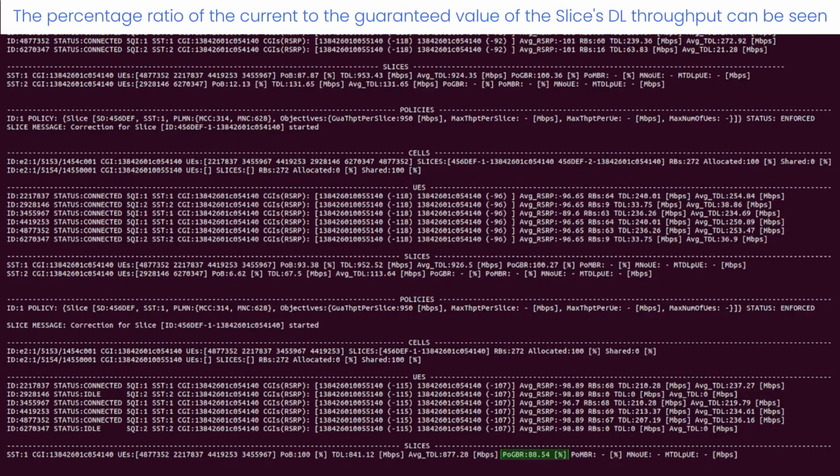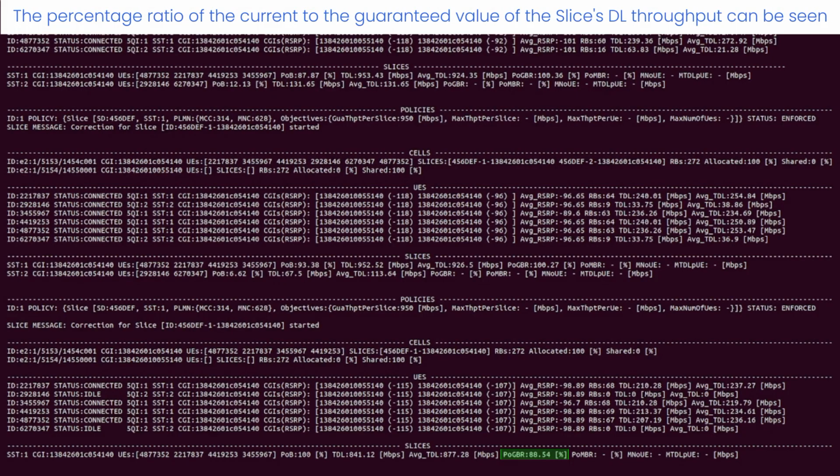Percentage ratio of the current to the guaranteed value of the slice's DL throughput can be seen.